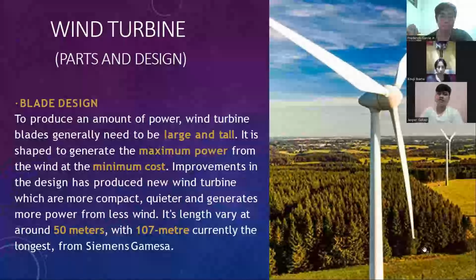Okay, so blade design. To produce an amount of power, wind turbine blades generally need to be large and tall. It is shaped to generate the maximum power from the wind at the minimum cost. Improvements in the design have produced new wind turbines, which are more compact, quieter, and generate more power from less wind. Its length varies around 50 meters, with 107 meters currently the longest, from Siemens Gamesa. Okay, thank you.